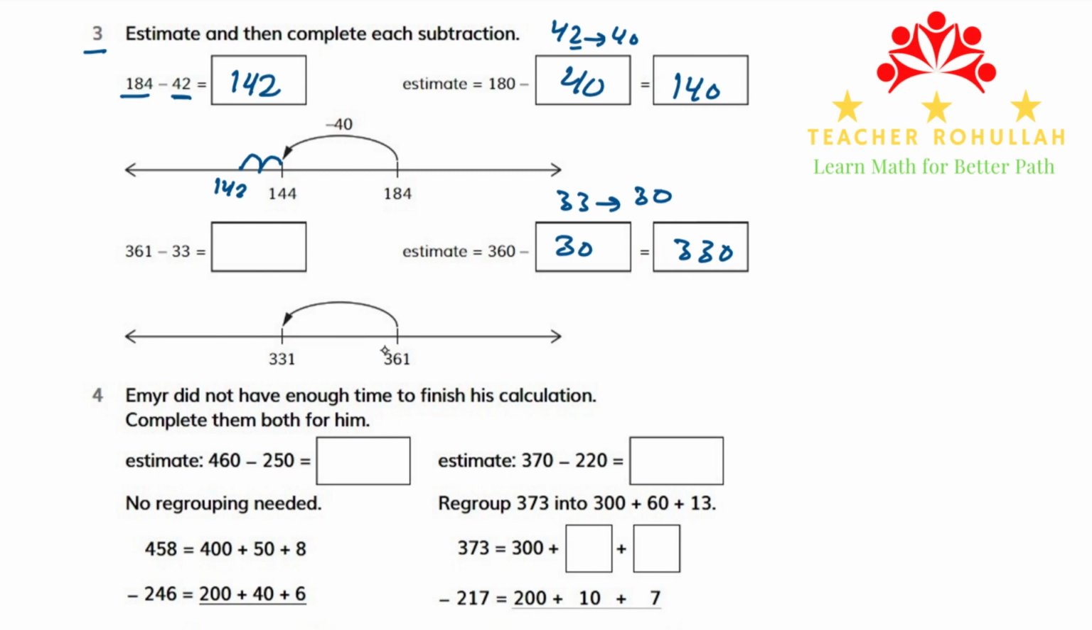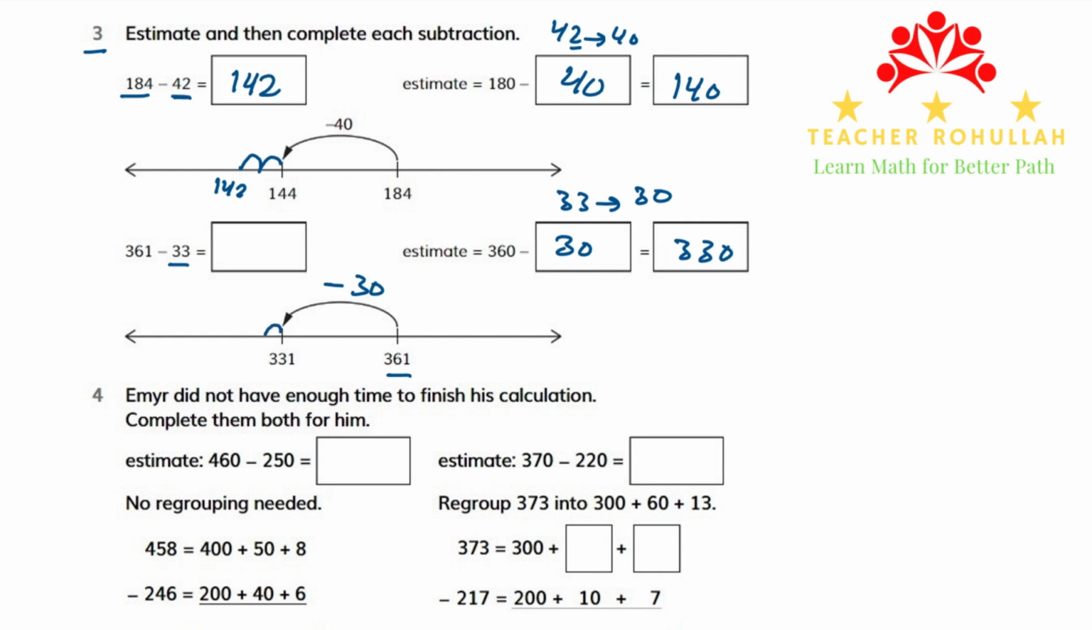So again, a number line is used here. We have to show what number is subtracted from 361 that we got 331. This for sure is 30. 361 minus 30 is 331. We have to subtract another three numbers as well.